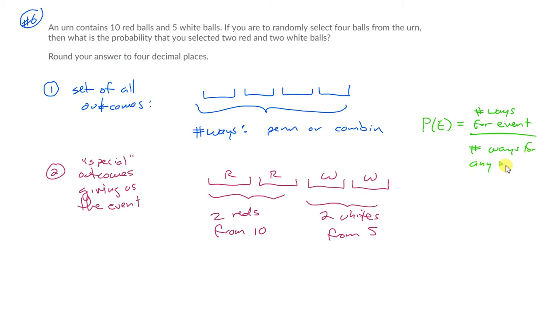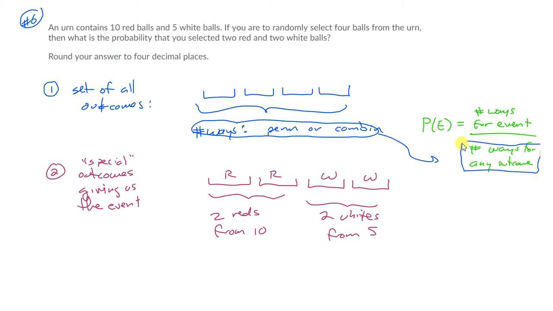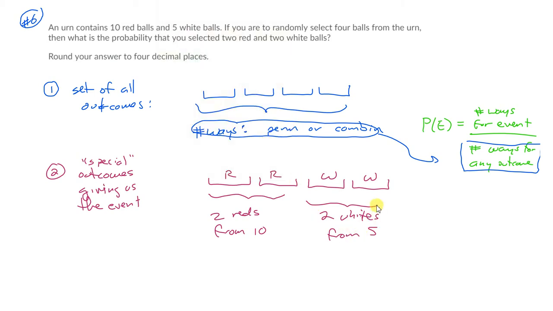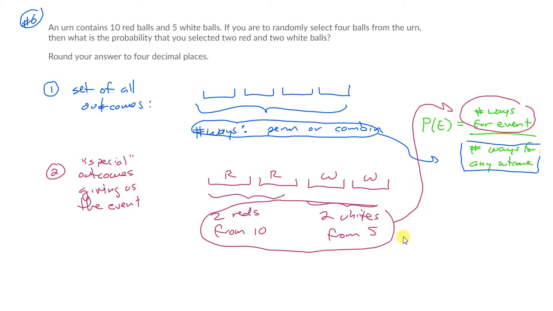For any outcome. So notice when I do my initial number of ways, the number of ways for anything to occur, that's giving me the denominator of my probability. When I figure out the number of ways for my special outcomes to occur, that's giving me my event, my numerator. And notice both of these have to happen. So it's this and this. And, if you recall, "and" means multiply. All right, and that should help you out.